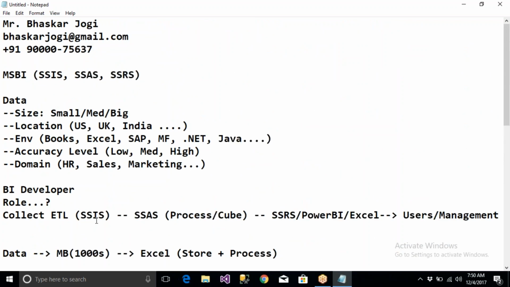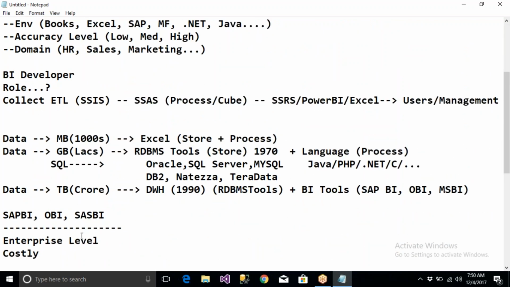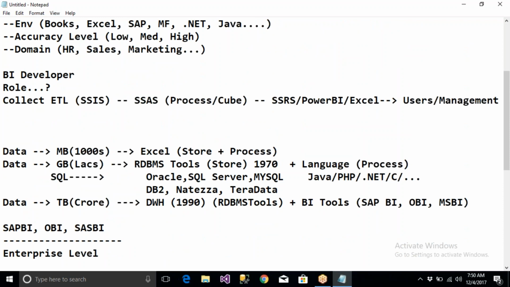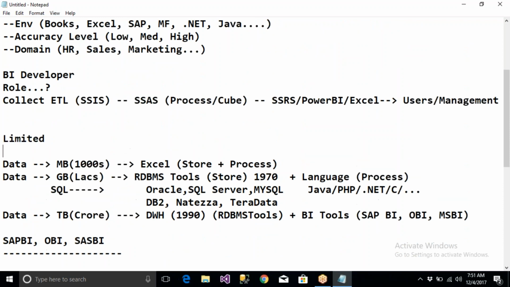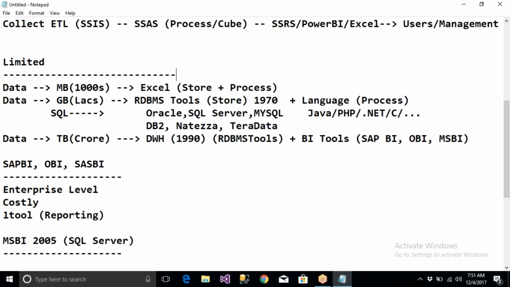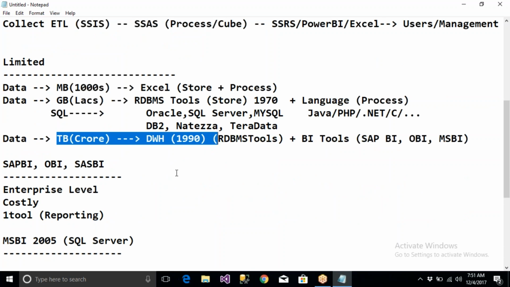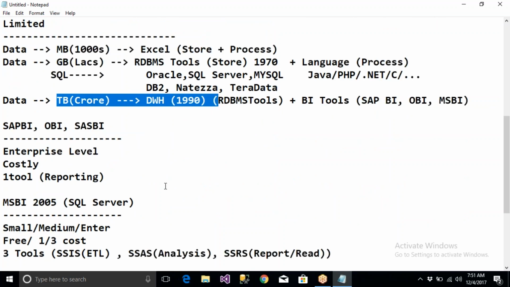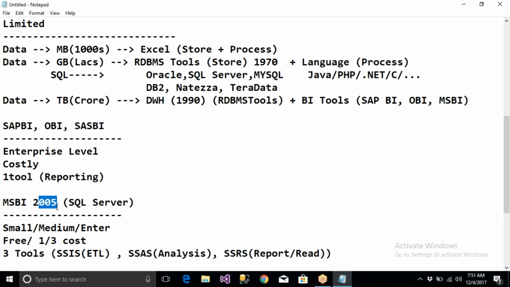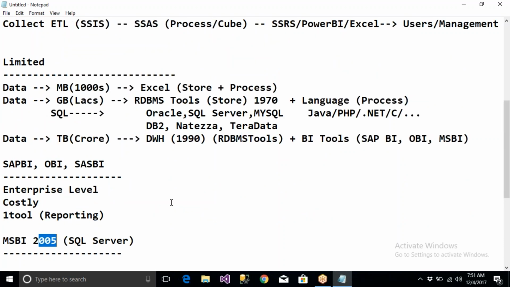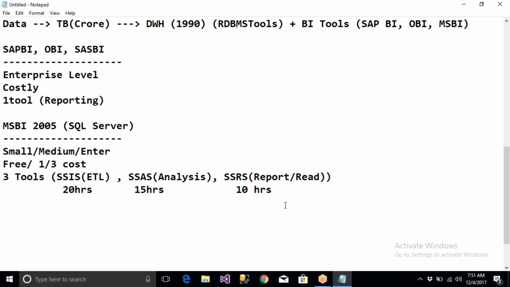So we are talking about terabytes of data. This data is called limited data. Terabyte means people can easily store it. Now the data sizes are not terabytes today. In the 1990s, we had terabytes, and data warehouse and BI tools were implemented. In 2005, Microsoft released MSBI and people were able to do it. But today, we are not talking about limited data. We are talking about unlimited data, right?